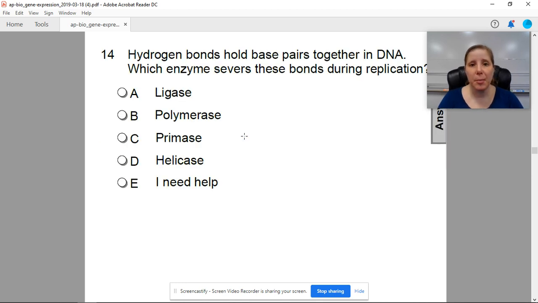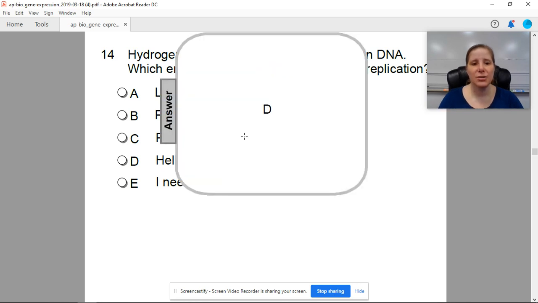Now, let's see if you remember any of that. Hydrogen bonds hold base pairs together in DNA. Which enzyme severs these bonds during replication? Ligase, polymerase, primase, helicase, or I need help? Did you say helicase? Good.